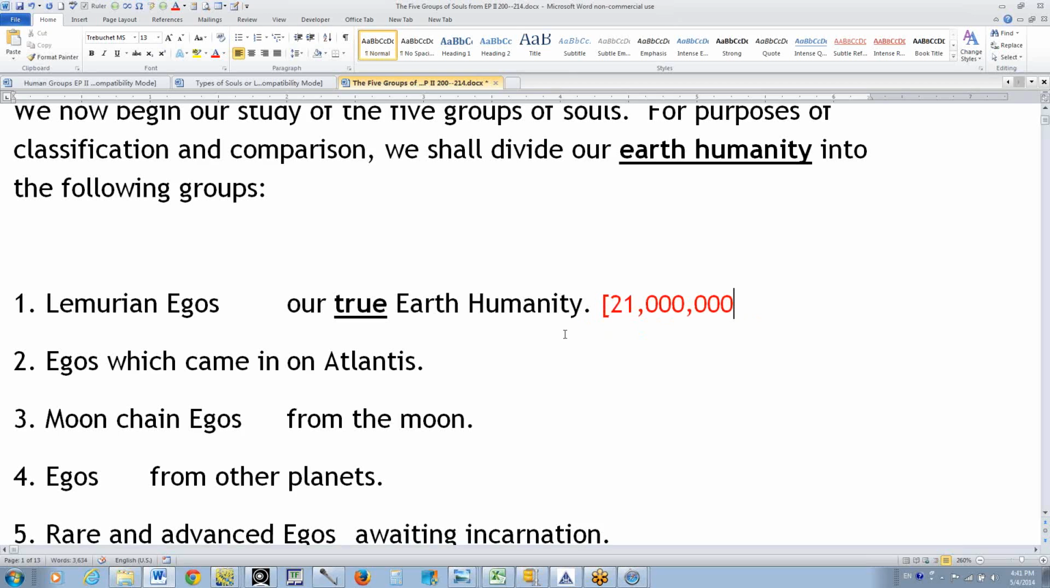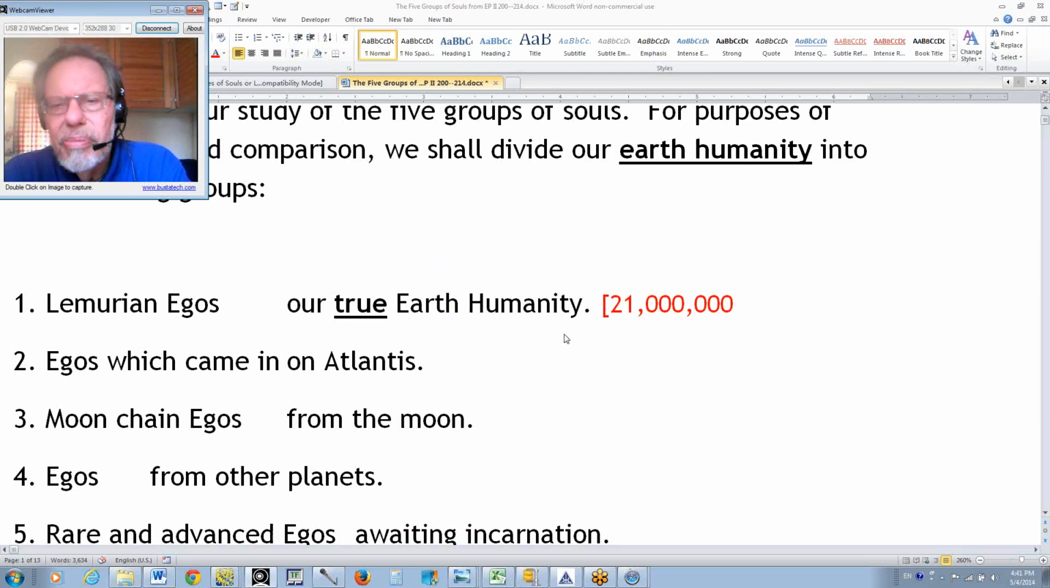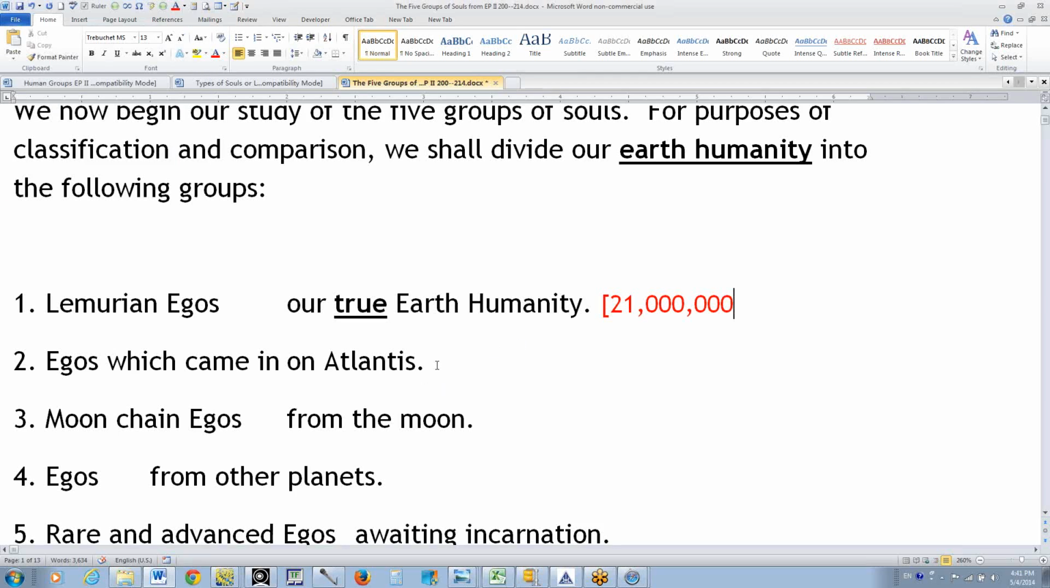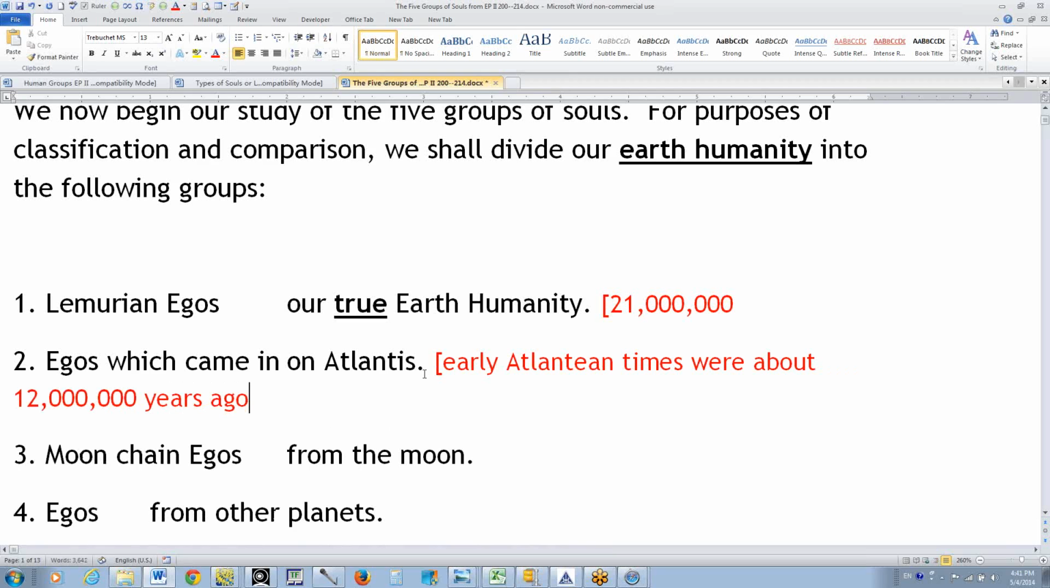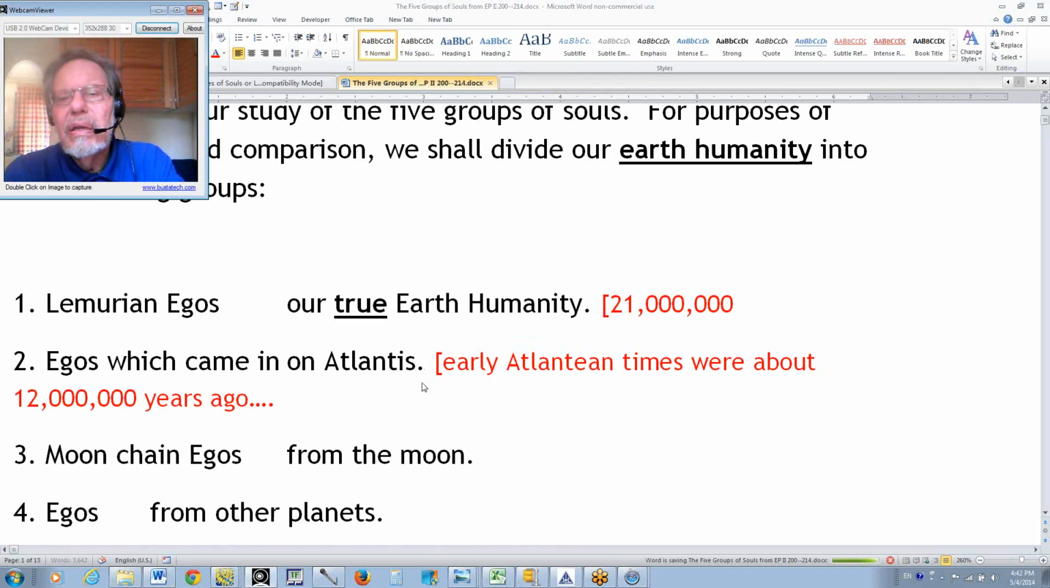About 21 million years ago. That doesn't mean they knew they were human beings at that time, but that was when the spark of mind was implanted in animal man of our particular chain. Egos which came in on Atlantis, in the early Atlantean times, were about 12 million years ago, according to DK. So there can have been quite a space of time between the entry of the true Earth humanity, the Lemurian egos, and egos which came in on Atlantis.